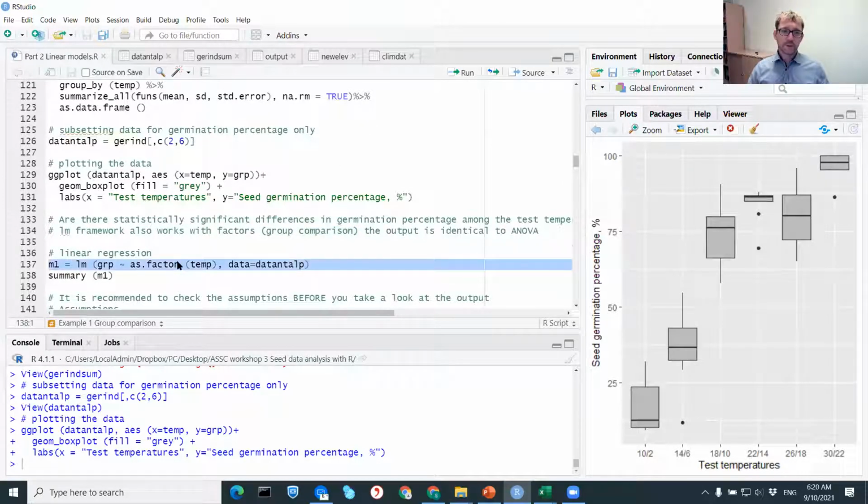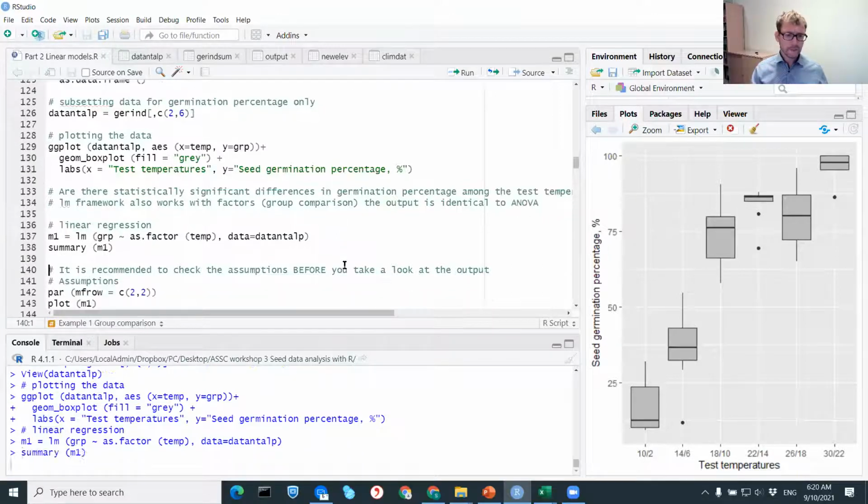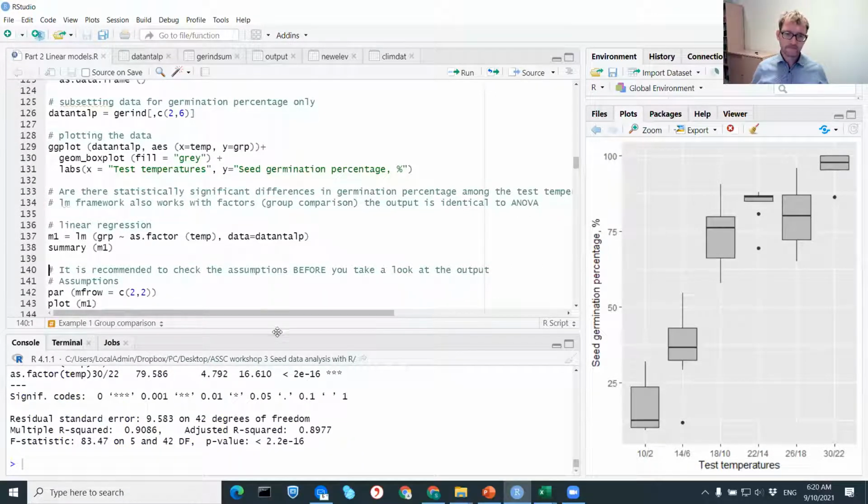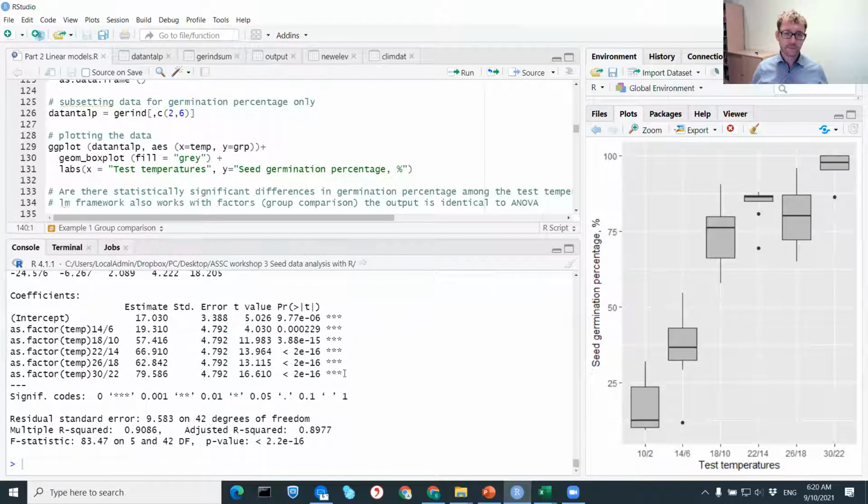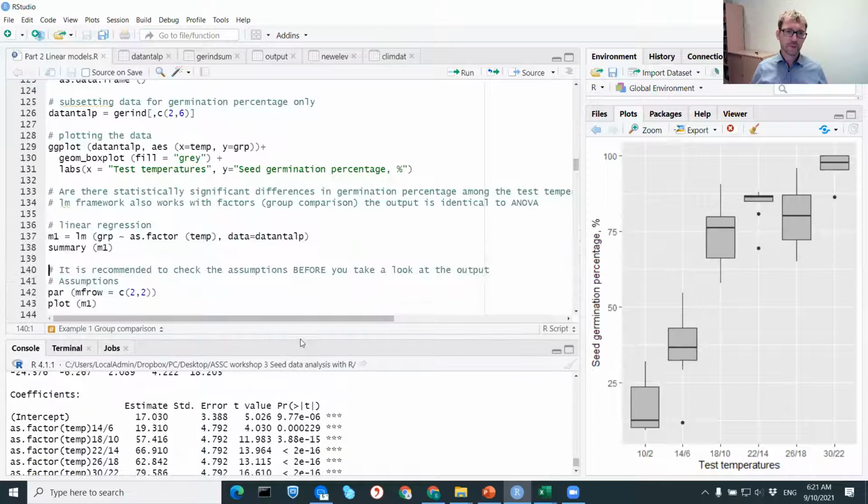And this is how you fit the model. So you say, I want to find out whether germination percentages collected from those 6 temperatures differ from each other. And I'm using this data set here. I run the model. So I get a lot of significant results, a lot of numbers. The R-square is high, so happy about it.